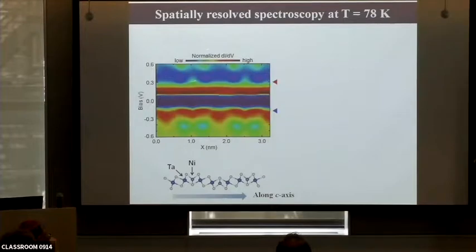And this figure shows the normalized dI/dV plot of the STS measurement at 78 Kelvin. So this is the real space electronic structure. Here, the x-axis means the atomic position in the crystal structure along the z-axis, and the y-axis presents the energy level. So again, the zero bias voltage means the Fermi level. So the energy below zero means the occupied state, and energy above zero means the unoccupied state.